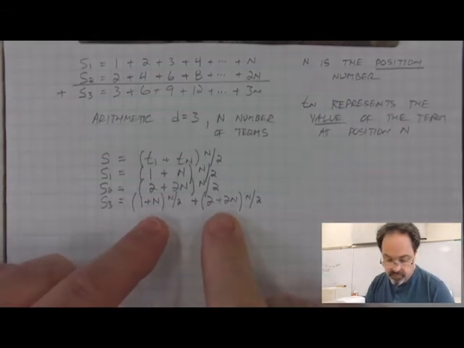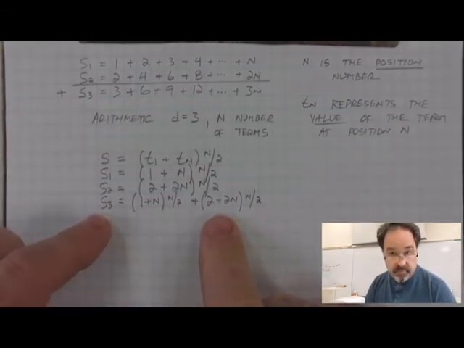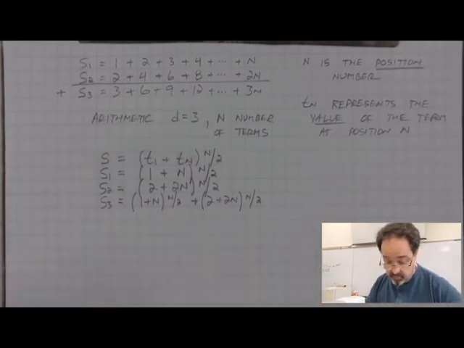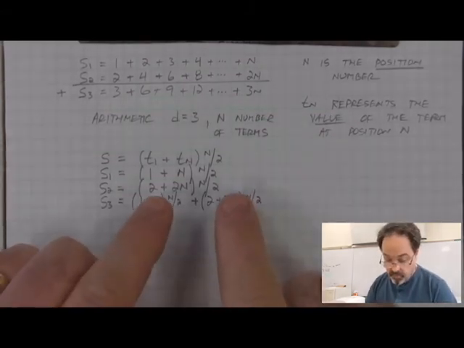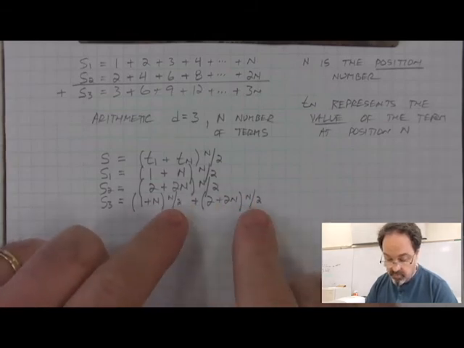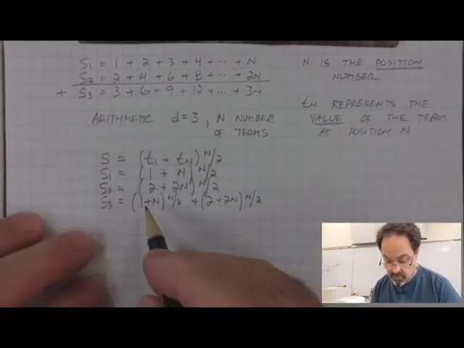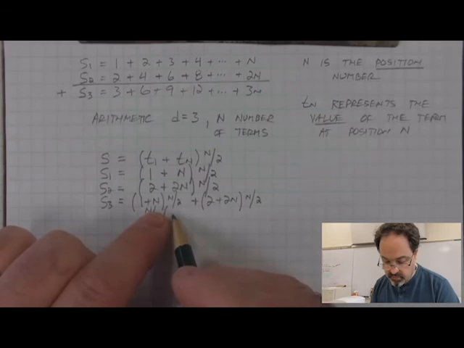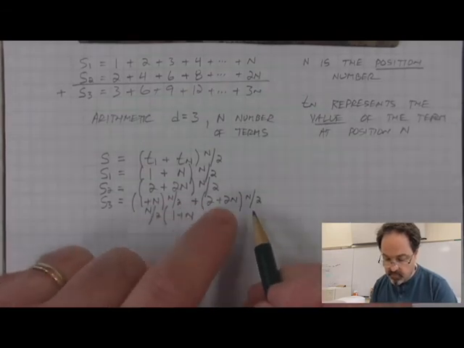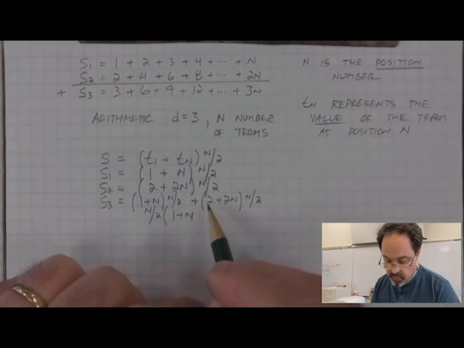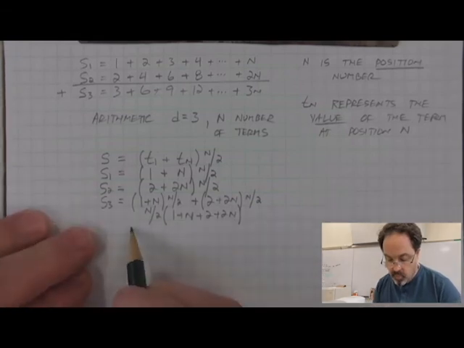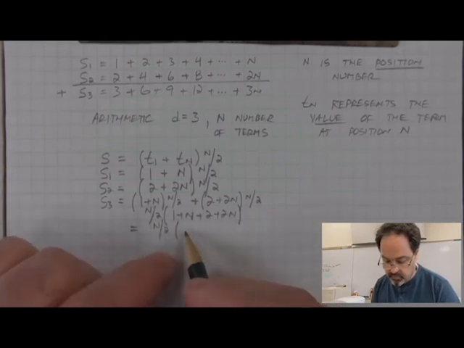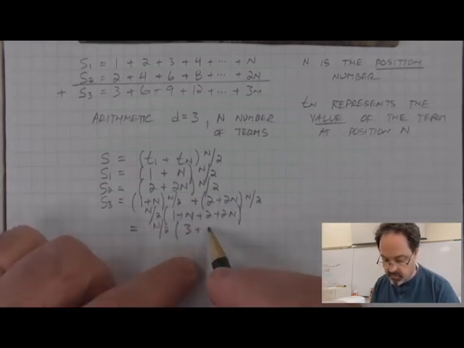Now I have an expression for the sum of the third series, but I can simplify it. Both of these terms have a common factor of n divided by 2. So I'm going to factor out n divided by 2 from both these terms. What's left of this is 1 plus n. And when I factor out an n divided by 2 of the second term, what's left is the 2 plus 2n. One more step, I'm going to combine like terms and get n divided by 2 times the 1 and the 2 combined to make 3, and the n and 2n combined to make 3n.